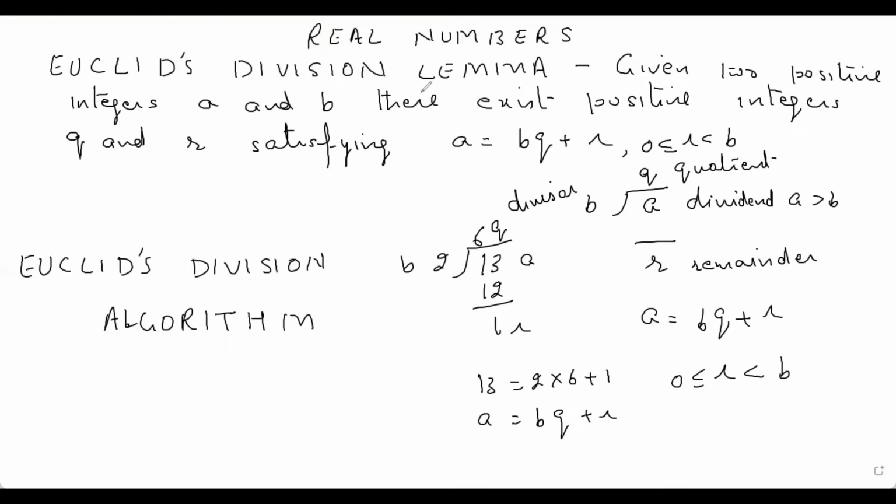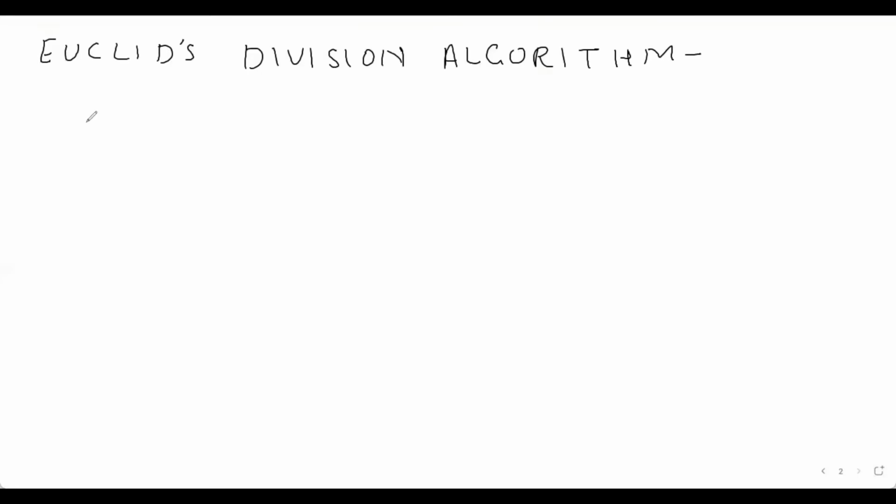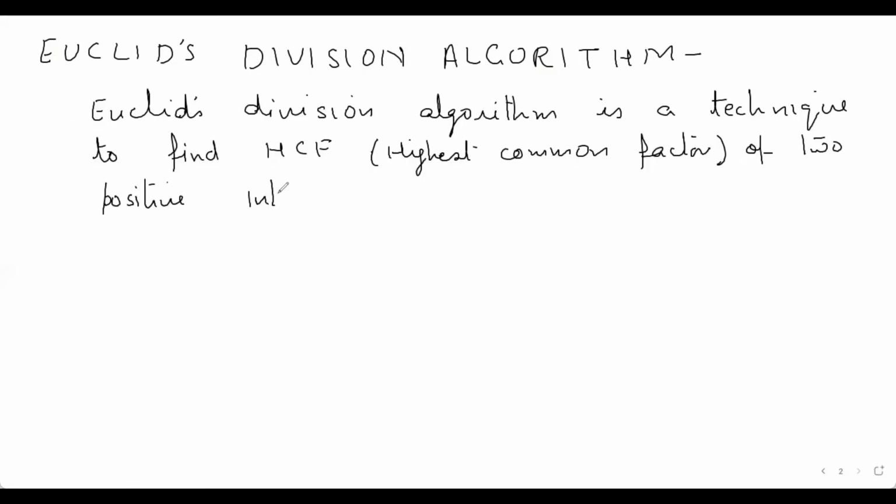Now the question arises, what is the difference between lemma and algorithm? And the second question is, what is the definition of Euclid's division algorithm? On the next page, I'll give the answers. First, Euclid's division algorithm. Euclid's division algorithm is a technique to find the HCF of two positive integers a and b. Let me repeat it: Euclid's division algorithm is a technique to find the HCF of two positive integers.